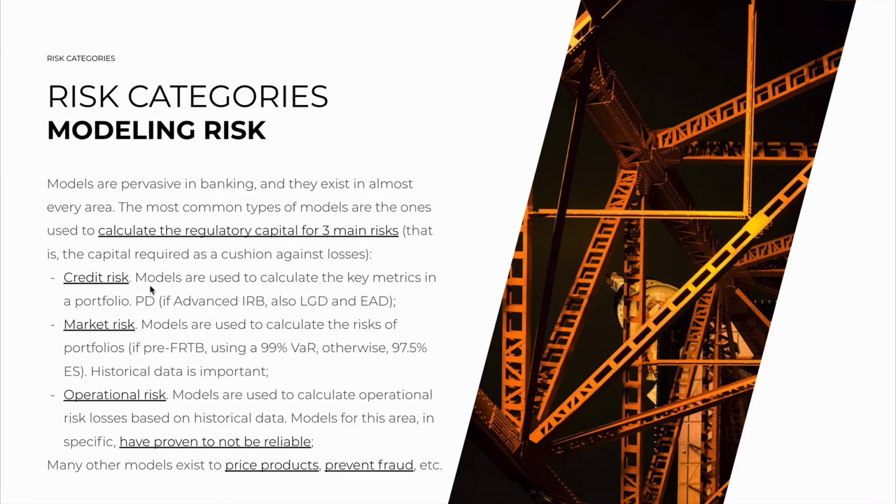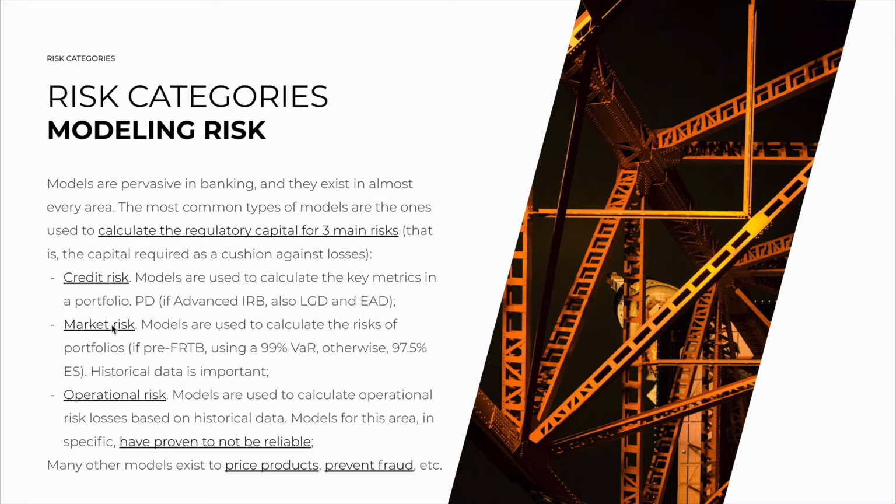If the bank is using a Foundation IRB approach, they only need to calculate the probability of default for their loans. Everything else comes from their supervisor. However, if they are using the Advanced IRB, which is the next step, they need to calculate the probability of default, but also the LGD, or loss given default, and the EAD, or exposure at default.